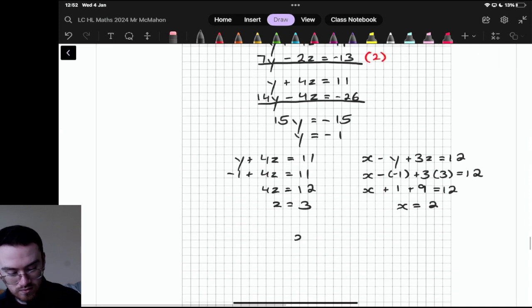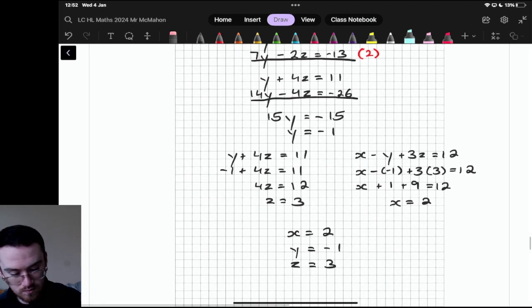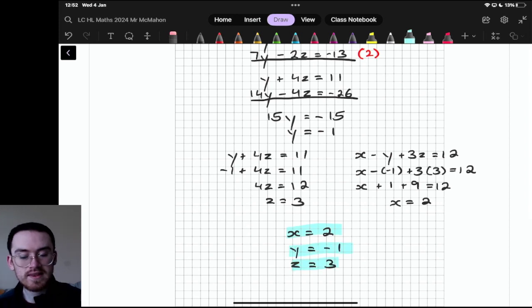So then we can just write these out just to make it really clear for ourselves, for an examiner, what our answers are. x is equal to 2, y is equal to minus 1, z is equal to 3. The key thing with your simultaneous equations is to just be consistent, working your way through it. If you've made a slip at one point, just be consistent, I suppose, and follow it through.